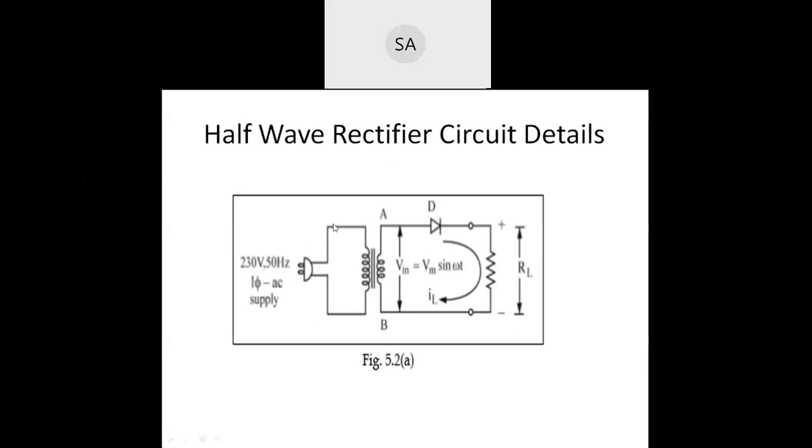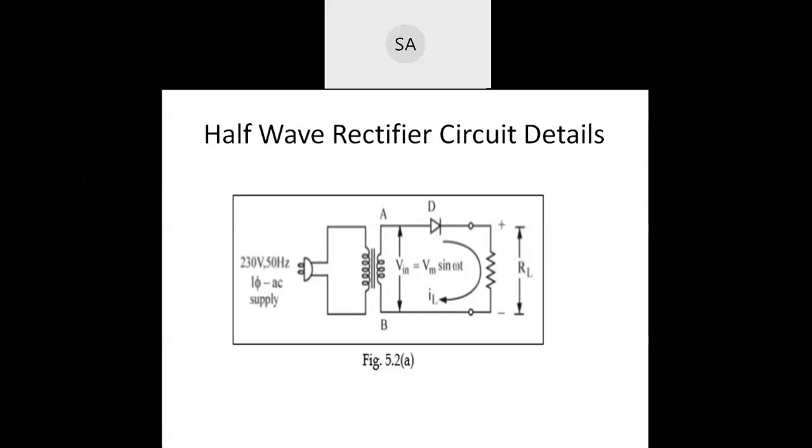If you are applying the sinusoidal voltage during the positive supply, this end A is positive with respect to B. But when you are applying the negative potential, that is, when the alternating current sine wave reaches the negative potential, then this end A is negative with respect to B.